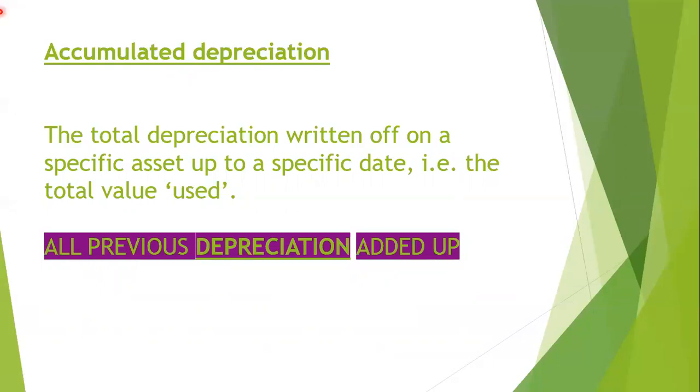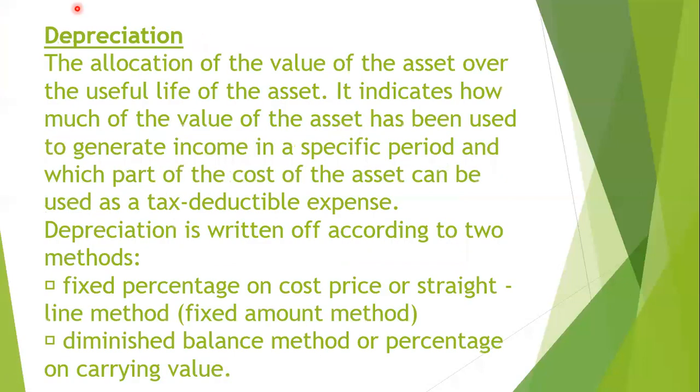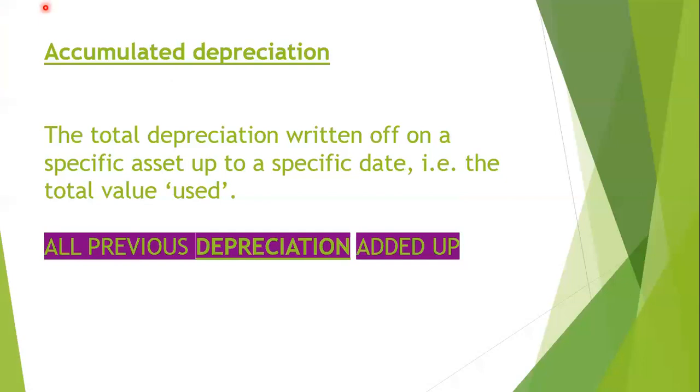So if you see here, on the next slide, it says accumulated depreciation. So it's the depreciation which we've worked out over here on the previous slide, for the different years that we've used it, okay? So it will be for year 1, year 2, year 3, year 4, up till year 7. All of that depreciation is accumulated depreciation, where we add all the depreciation up. Okay, so the accounting terminology is the total depreciation written off on a specific asset up to a specific date, that is the total value which was used.